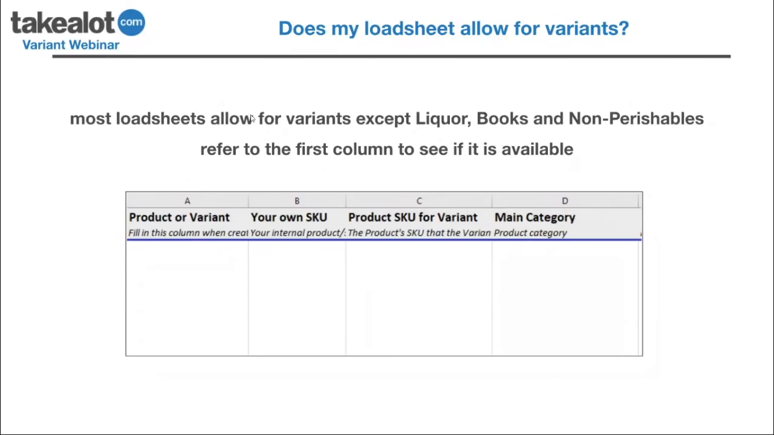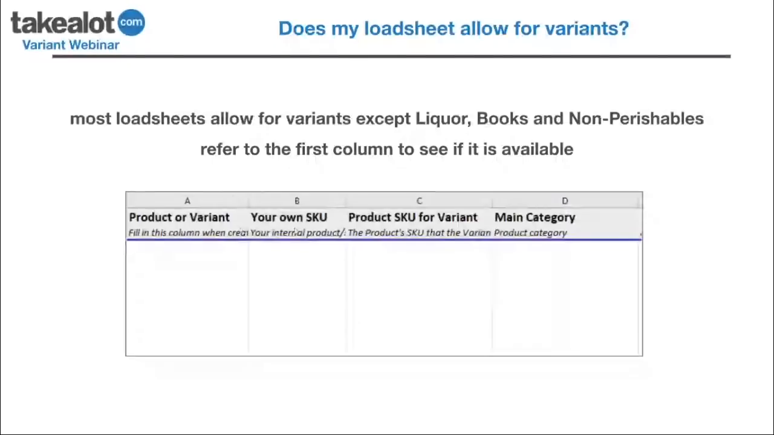But if you're ever unsure, you would only need to open up the load sheet and refer to the first column. When I speak of the first column, I refer to this that says product or variant. If you are able to see that and that functionality is available, then that department allows you to create variants for the products within it.